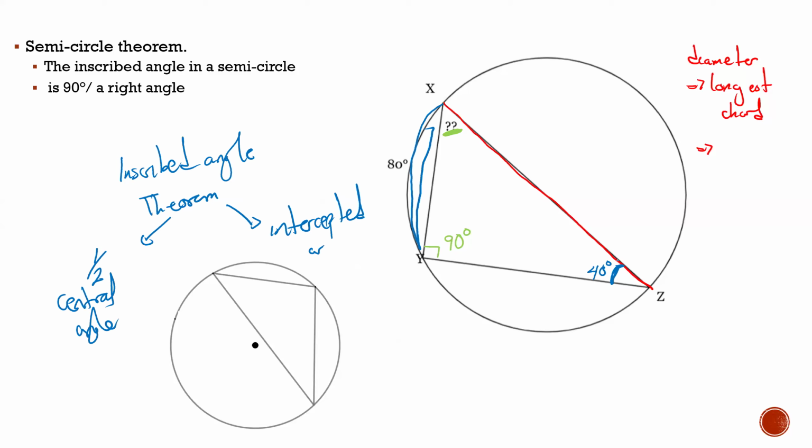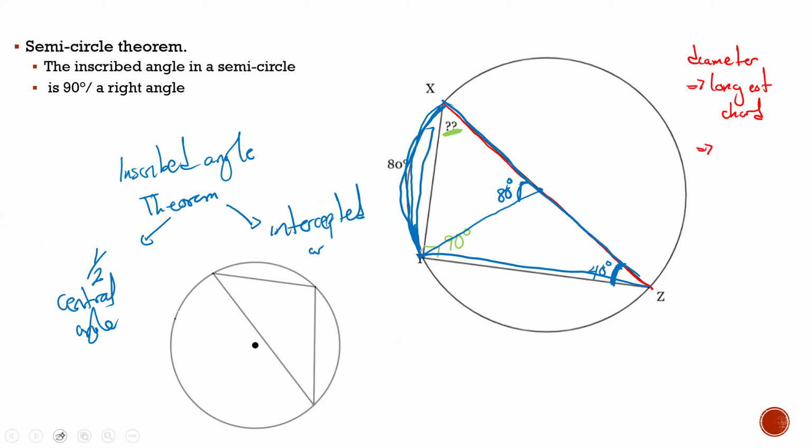And what's the intercepted arc for this angle here? Just look at this angle, trace it out. You can see this is the intercepted arc here. If there was a central angle for this, let's say this is the center of the circle, we'll have something like this as your central angle. This will be 80. And then half of 80 is still 40.